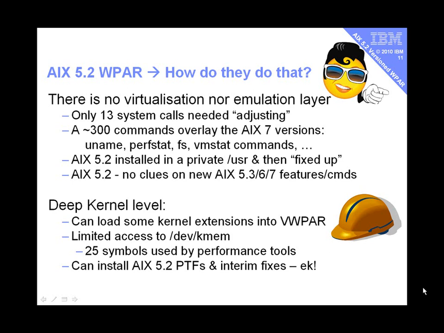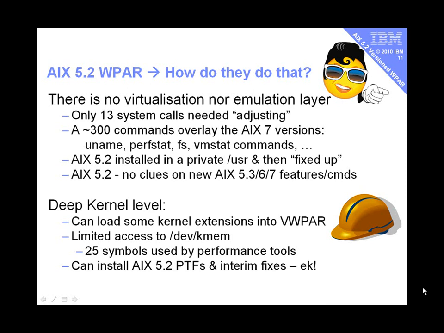Also note that AIX 5.2 has no clues about new features or commands in later versions of AIX. And because those commands and libraries won't appear in the /usr for the workload partition, we won't have access to those. So AIX 5.2 isn't going to get confused because the kernel underneath can do a whole lot more that it's unaware of. Also point out that there's some deep kernel level things that they've also got support for. There are some kernel extensions in AIX. There's never been very many, but just because you've got some, don't rule out this versioned WPAR environment. Some of those will be actually supported.